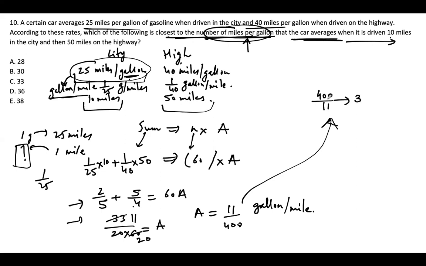11 3s are 33, remainder 7, 70, 11 6s are 66, so 36 point something. Which of the following is closest? 36. Okay, so if you are able to understand the units properly, then this question will take off.